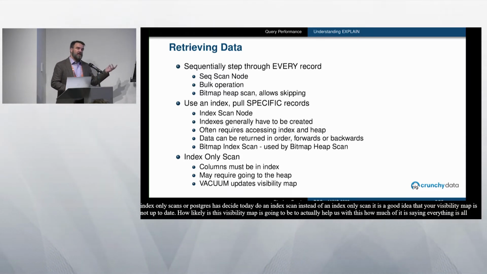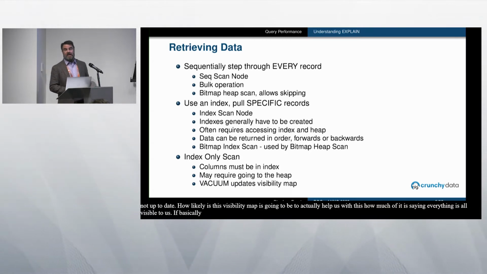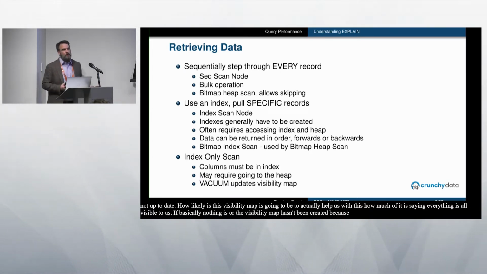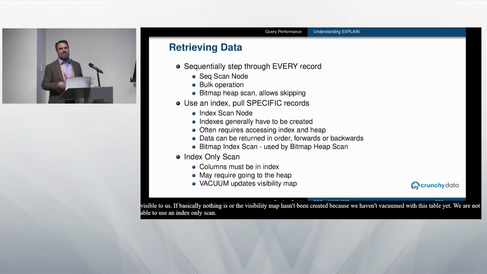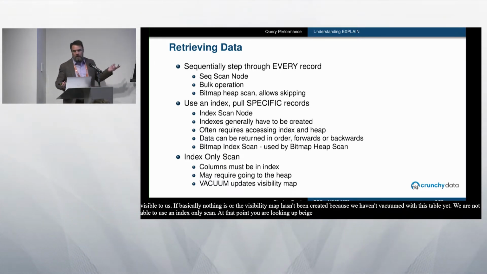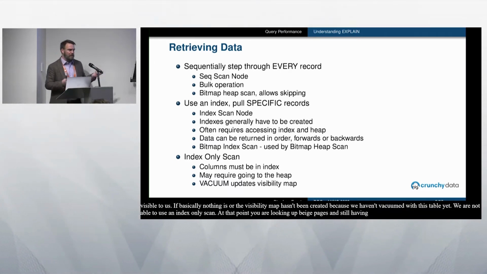If basically nothing is, or if the visibility map hasn't been created because we haven't vacuumed this table yet, then we don't have any choice. We're not going to be able to use an index-only scan, or it wouldn't be effective. Because at that point, you're just looking at pages in the visibility map and then still having to go to the heap. So that's more I/O and therefore less efficient.